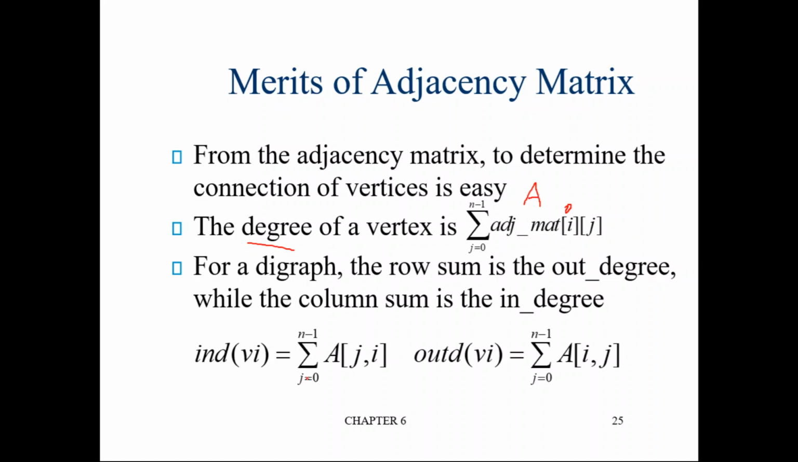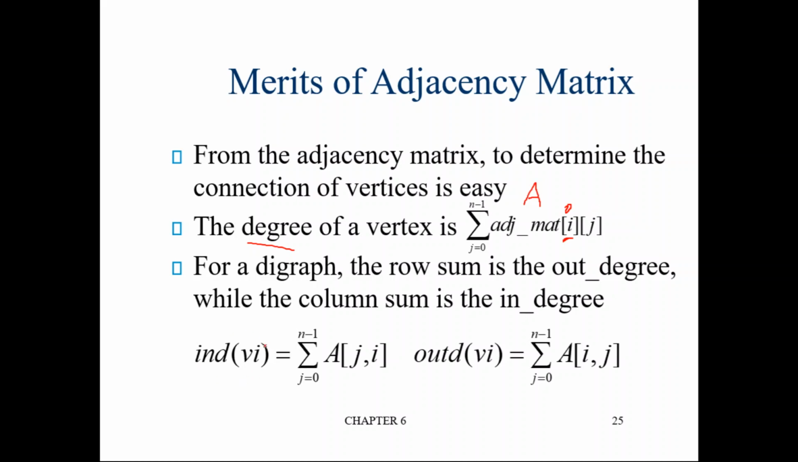j equal to 0 to n minus 1. Here also j is equal to 0 to n minus 1. Here it is a of j comma i, whereas here it is a of i comma j. i is the row. Here the row is constant. When you want to calculate the degree of a vertex from the adjacency matrix of an undirected graph, the row is constant, the column is changing.